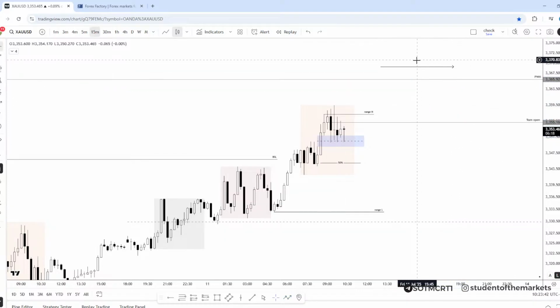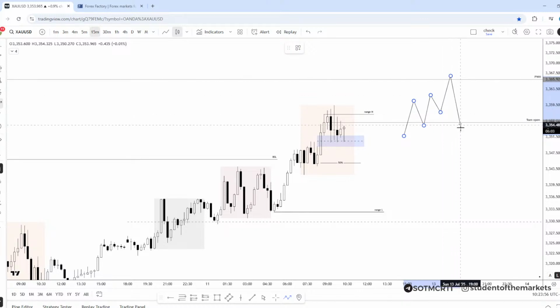So this is how there is a break of structure. Yeah, whenever there is a market structure shift. So what is the market structure shift? Either price is going up, and this is the market structure shift right here, right?